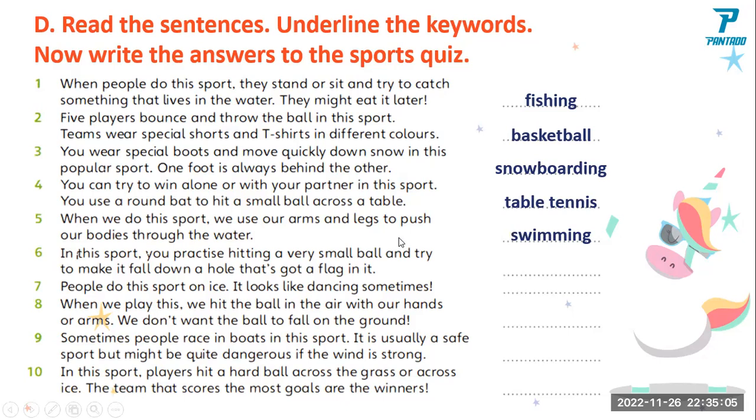It is swimming. Okay, and seven. People do this sport on ice. It looks like dancing sometimes. It is golf. And when we play this, we hit the ball in the air or with our hands. Okay, number seven. It is ice skating. Dancing on the ice is ice skating.